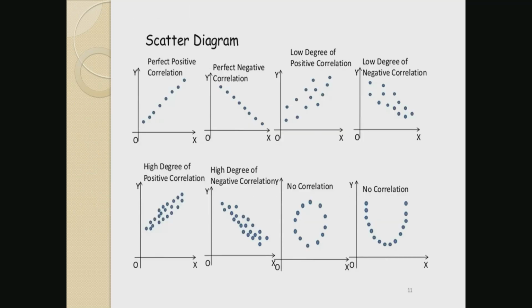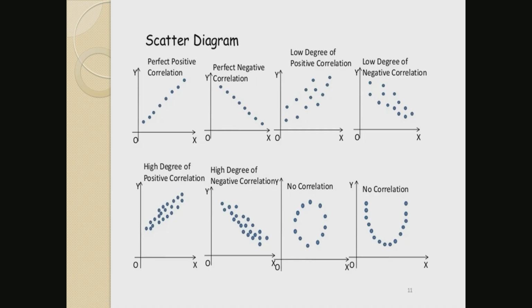This will show the type of correlation. You can see the diagram. If the plotted points form a straight line running from the lower left-hand corner to the upper right-hand corner, then there is a perfect positive correlation. We denote it as r equal to plus 1.